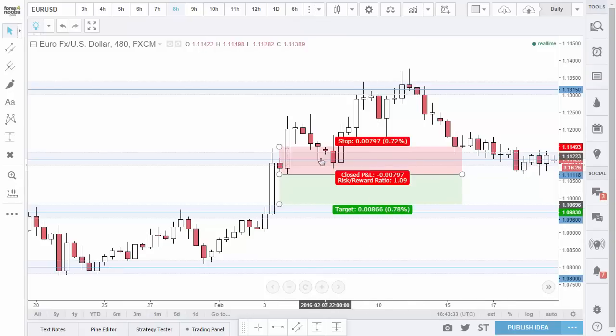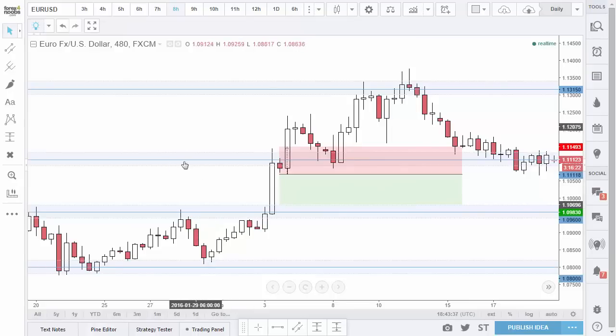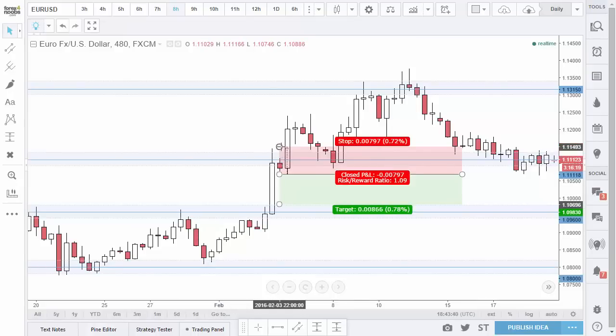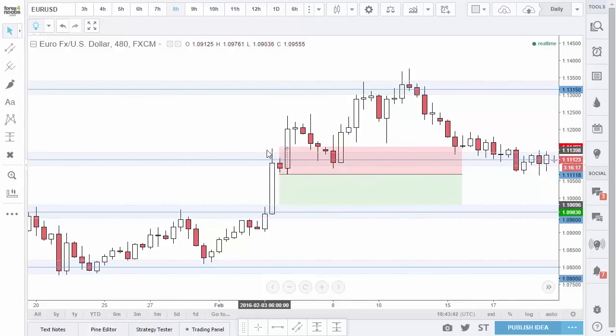So this trade is just a little bit more than half of what I would expect as a risk to reward ratio. Let's say I'm risking 1,000 to earn 1,000. That's not worth it with this trade. This trade is just not worth it.